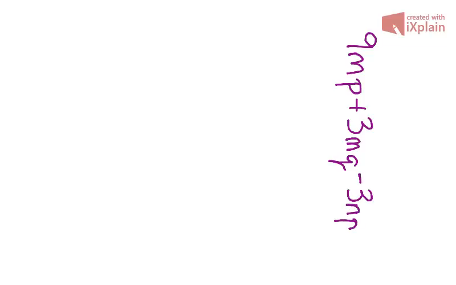Lastly, we have a question on number 141 from section 5.1 on page 329 of your textbook. So this problem is going to read as 9mp plus 3mq minus 3np minus nq. Hopefully you guys can read that. I'm doing this with my finger.